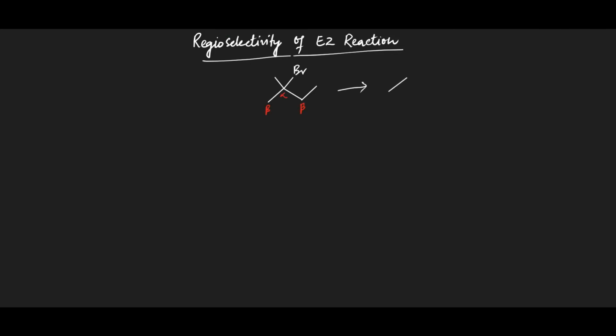In many cases, E2 elimination reactions are regioselective and can produce more than one product. Consider this alkyl halide. There are two non-identical beta positions with respect to the alpha carbon connected to the leaving group bromine. So the double bond can form in two different regions of the molecule. This consideration is an example of regiochemistry, and the reaction is said to produce two different regiochemical outcomes.